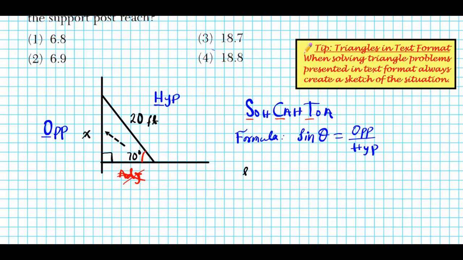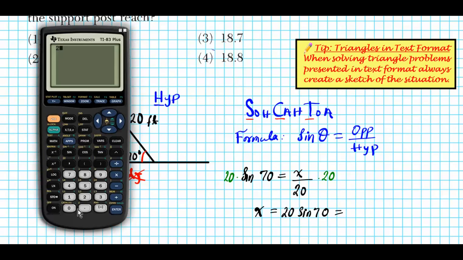So we're going to go sine of the angle, which is 70 degrees, equals opposite x over hypotenuse, which is 20. To get x isolated, we multiply both sides by 20. Always put the number before the trig function, not after, so you don't make grouping errors there. So x is going to be 20 sine 70. We're going to plug this into our calculator and then round our final result to one decimal place.